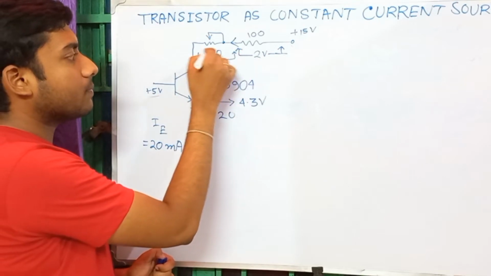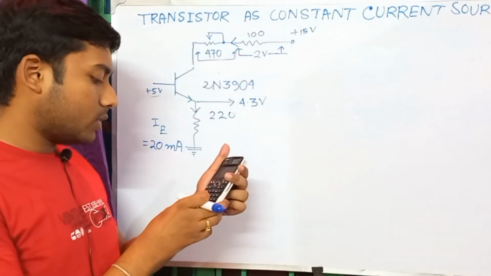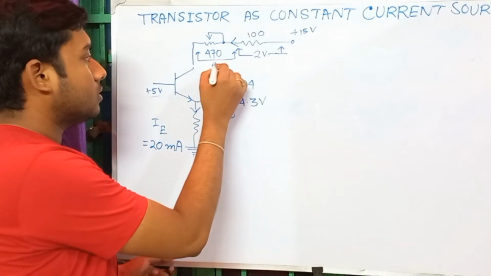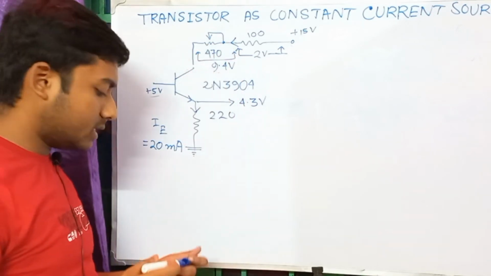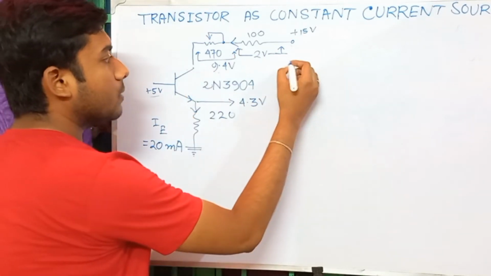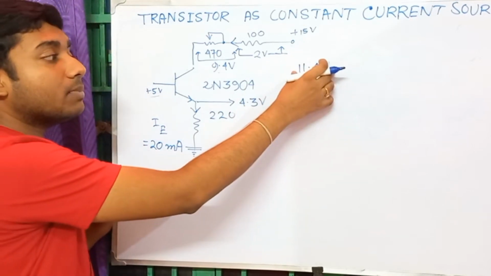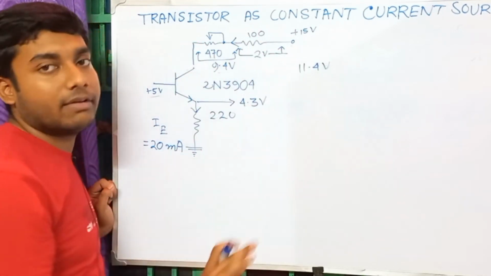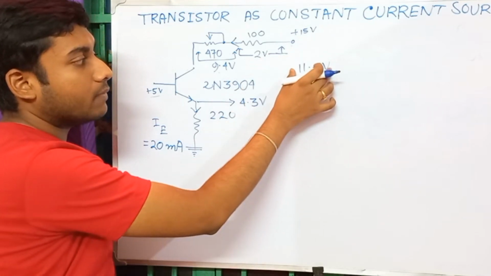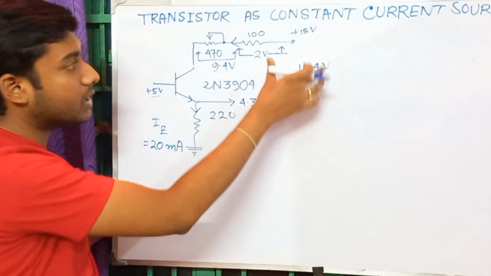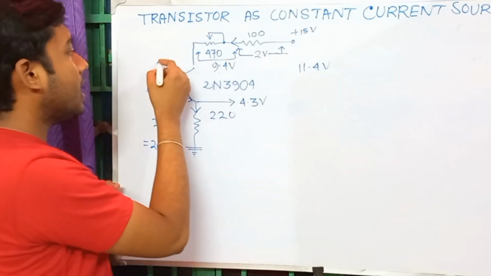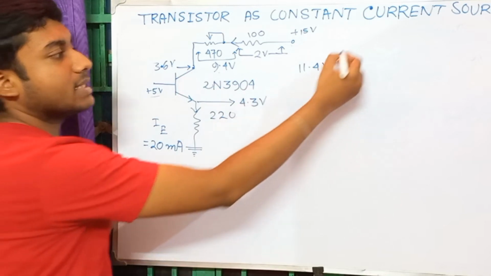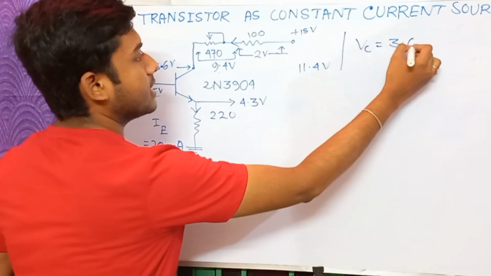Across the 470 ohm resistance you will get 470 into 20 milliampere, that means 9.4 volt. Then the total drop will be 11.4 volt across these resistors. So what amount of voltage is left? We have given a 15 volt DC supply and 11.4 volt is dropped across these resistors, so the amount left is 15 minus this, about 3.6 volt. This voltage will appear at this point, which is VC. So VC equals 3.6 volt.